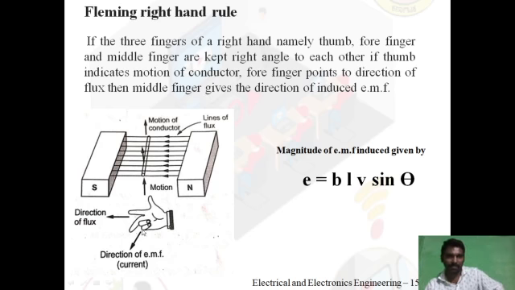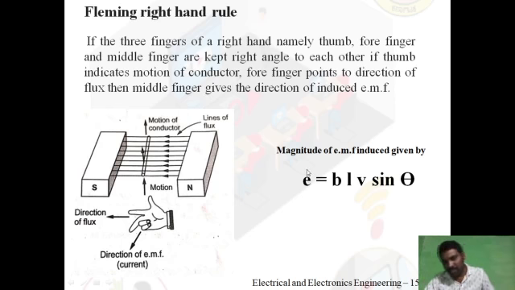You can observe the diagram. The direction of flux is indicated by the forefinger, and the direction of motion of the conductor is linear. This is the movement of the conductor. Now you can observe this is the direction of EMF induced, or the direction of flow of current, which is given by the middle finger. So you can analyze the direction with the help of Fleming's right hand rule.